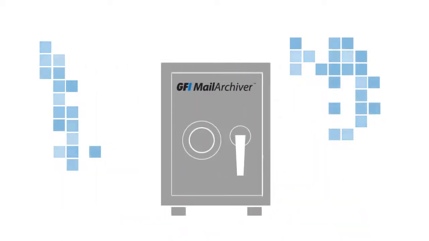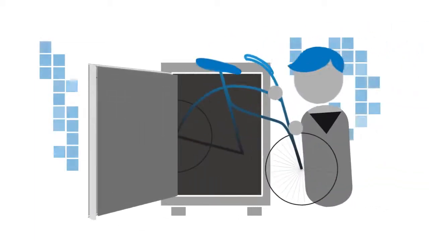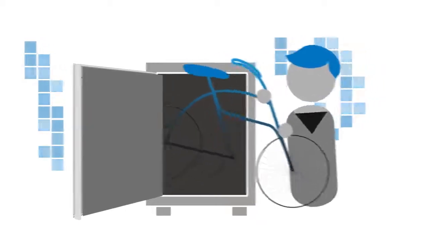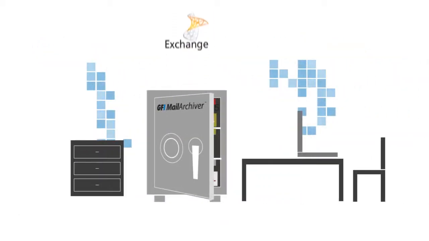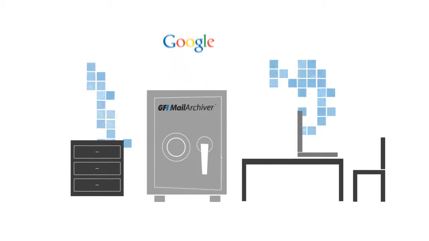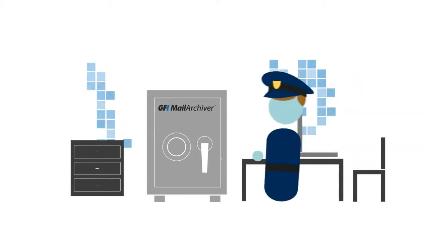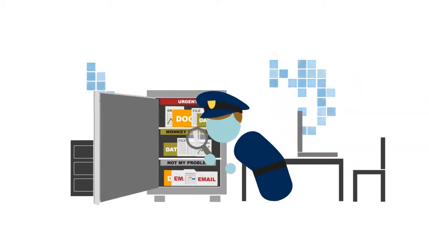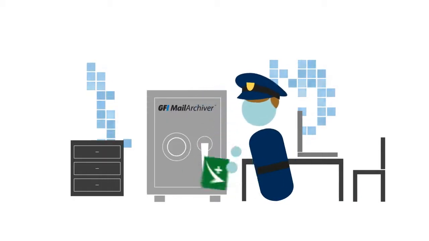GFI Mail Archiver can store calendar entries, emails, faxes, just about anything. Well, almost anything. It works with Microsoft Office, Exchange, Office 365, Google Apps, and other mail server solutions. And it helps take care of all those complicated compliance rules too. So you don't have to.